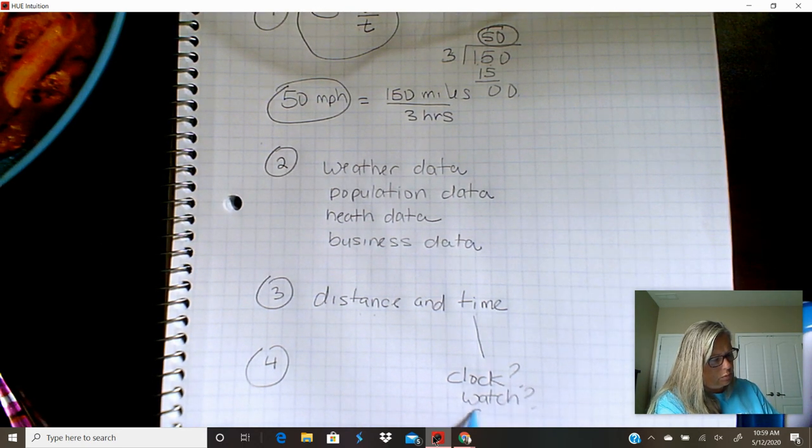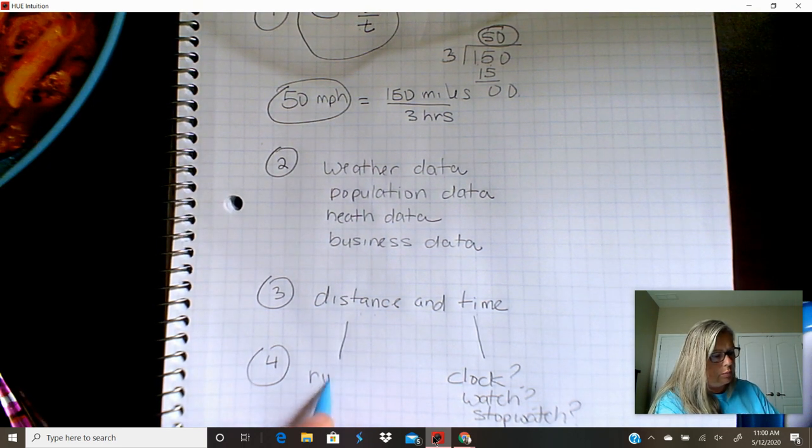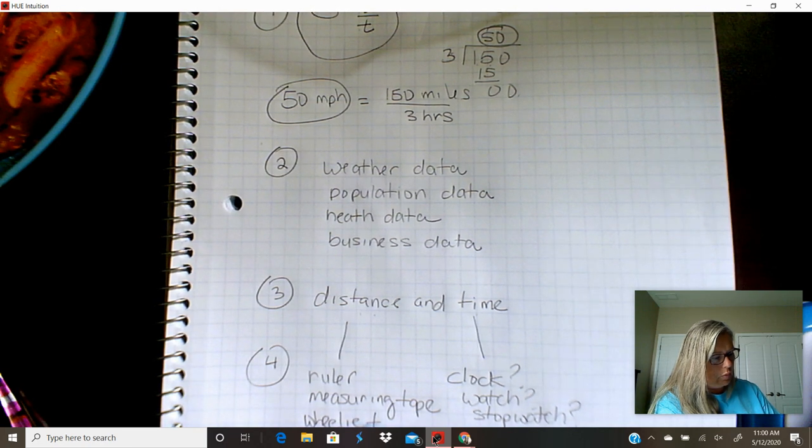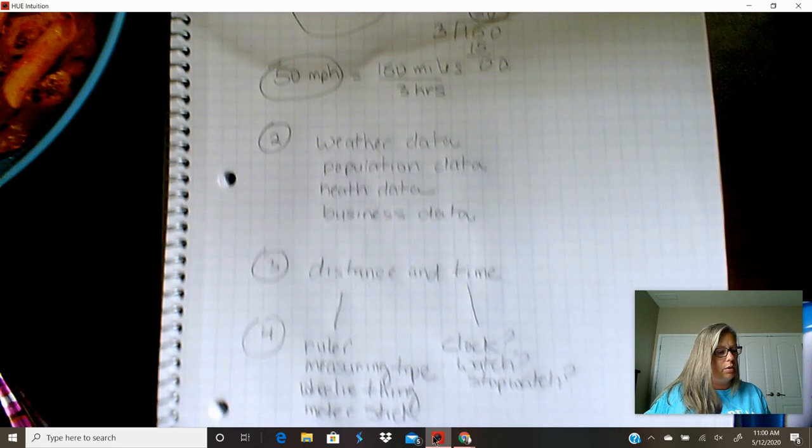A stopwatch? Those would all be good choices if we're going to be slick and predict. And then for distance, I need a ruler for measuring distance, or a measuring tape, or that little wheelie thing that we have at school. I almost call it a wheelie thing because I don't really know the right word for it. All right, or a yardstick, a meter stick. So by being slick and predicting, I can help myself find the better answer.